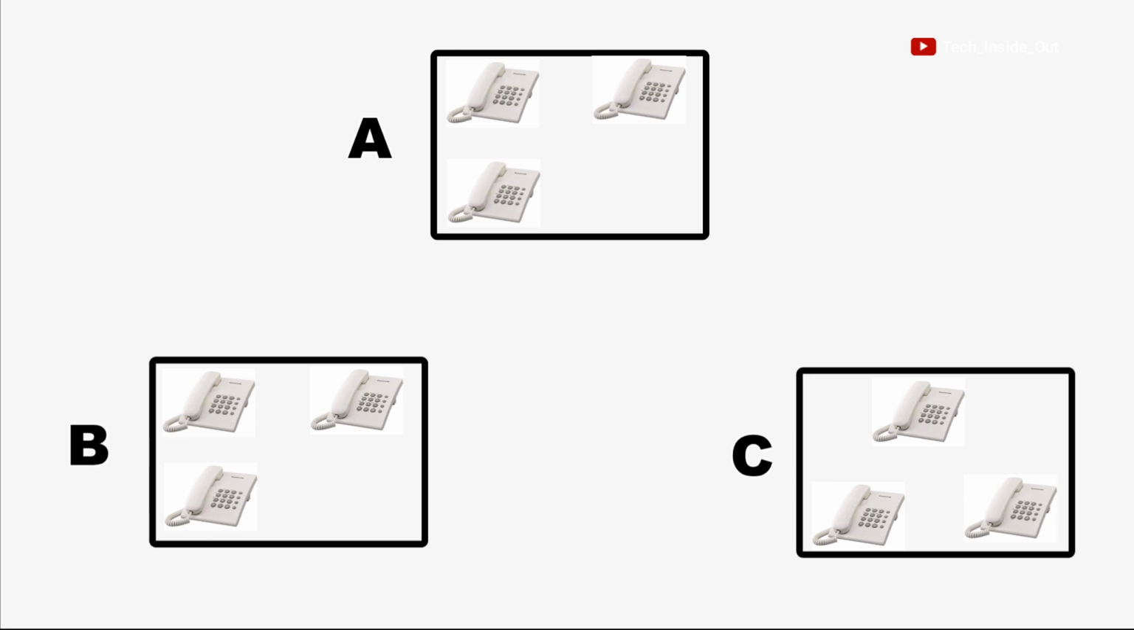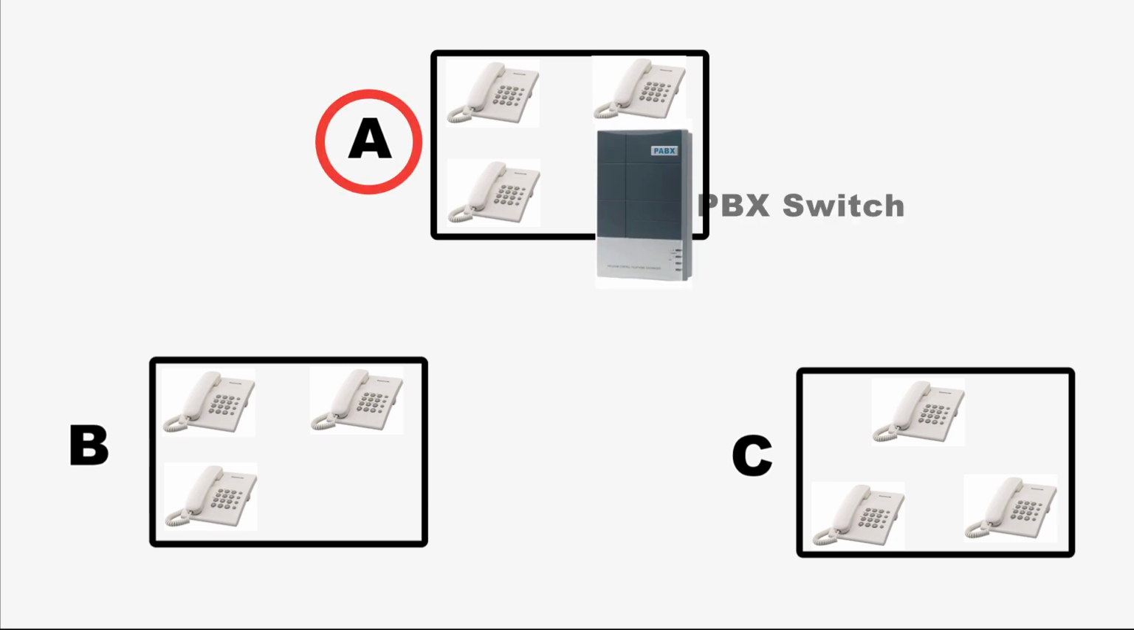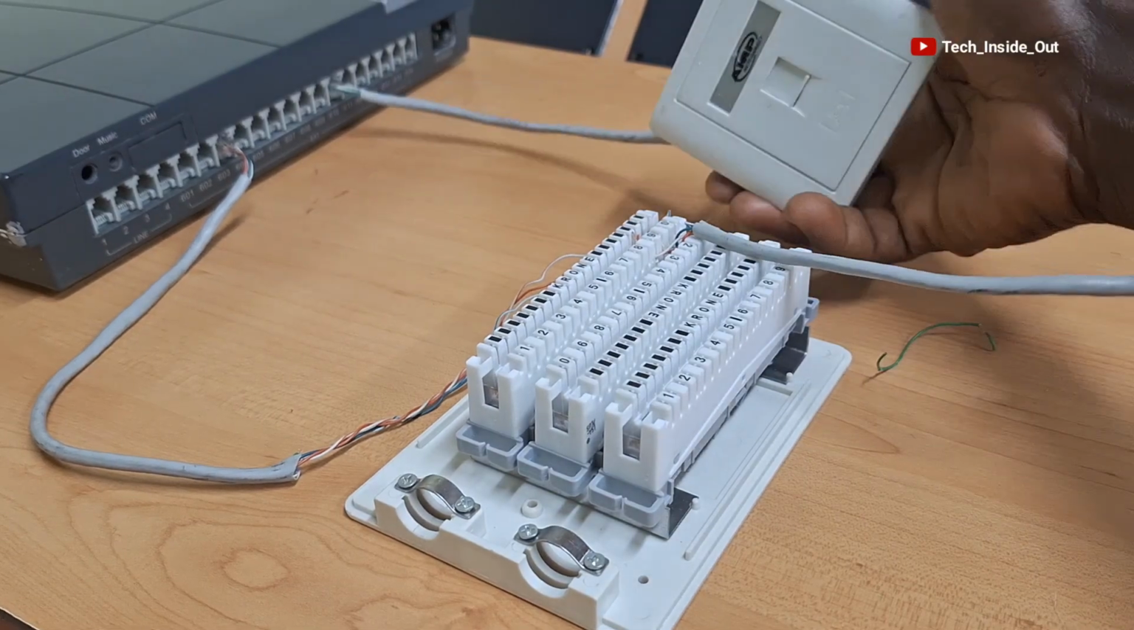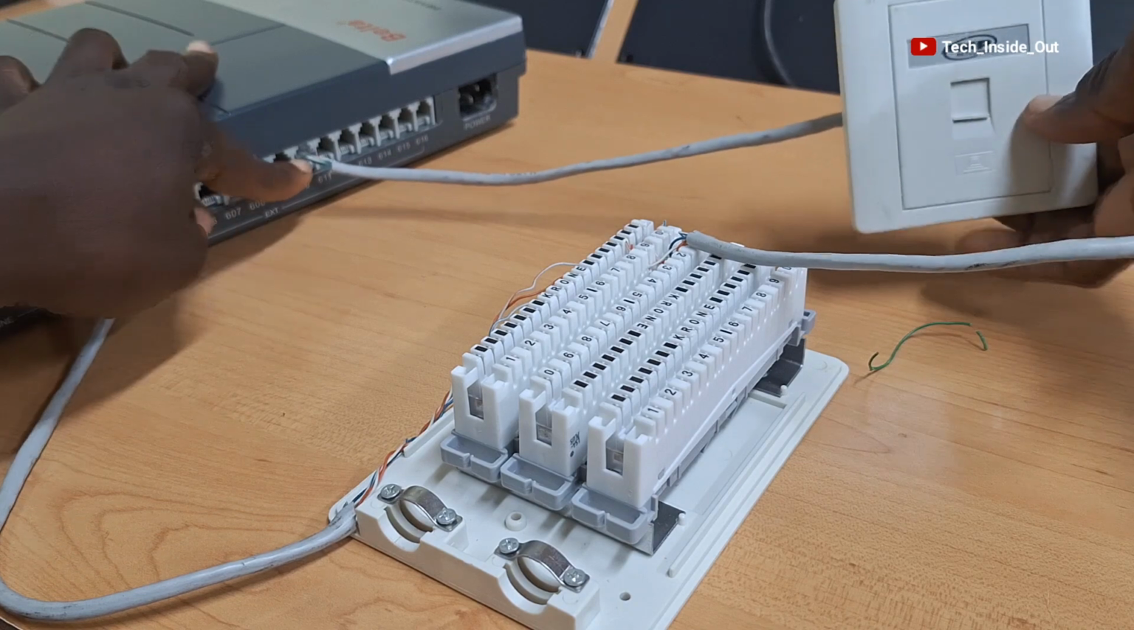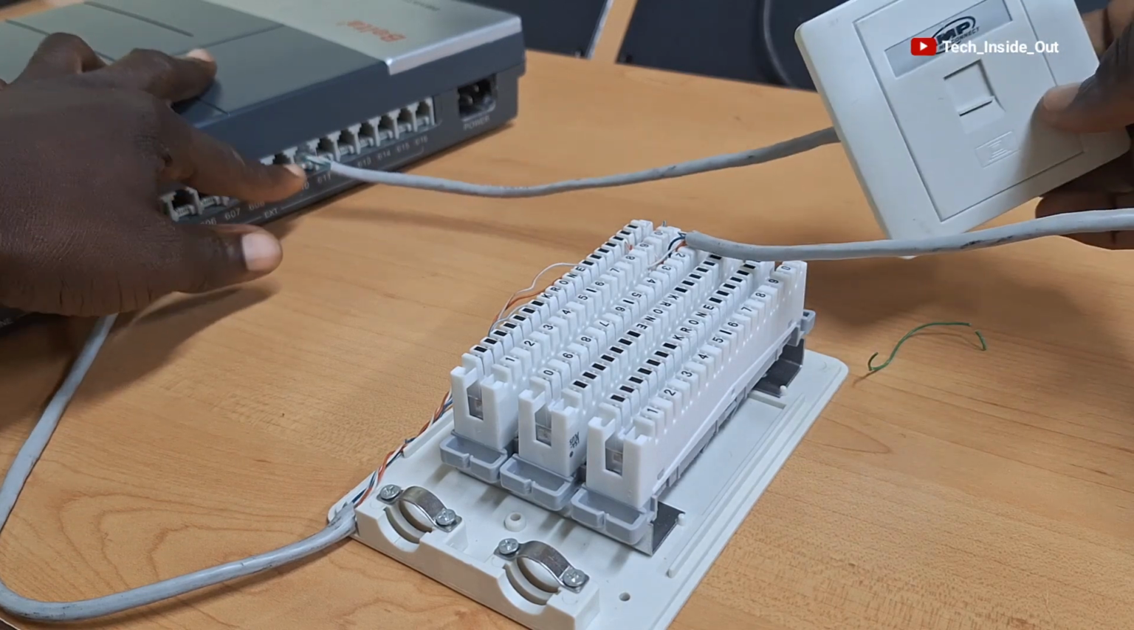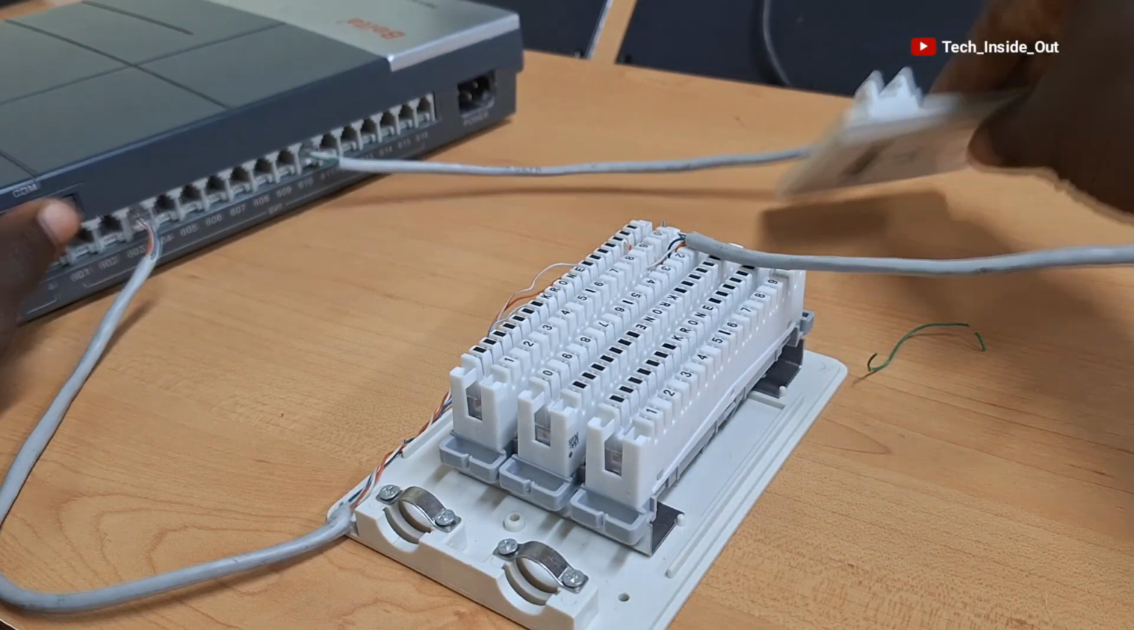And so what you would have to do in that instance is that, let's say your PBS switch is to be located in building A. You can just directly connect all your telephone sockets in this building A to the PBS switch without going through a telephone distribution point, just as I did in this socket connection, where I just wired the socket and connected directly to the PBS switch.